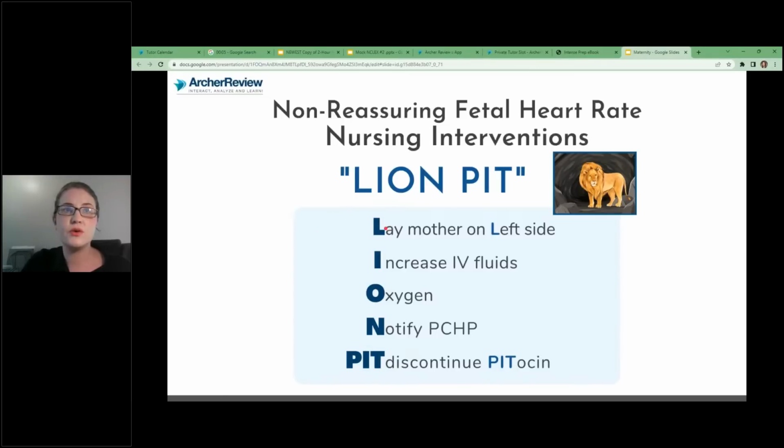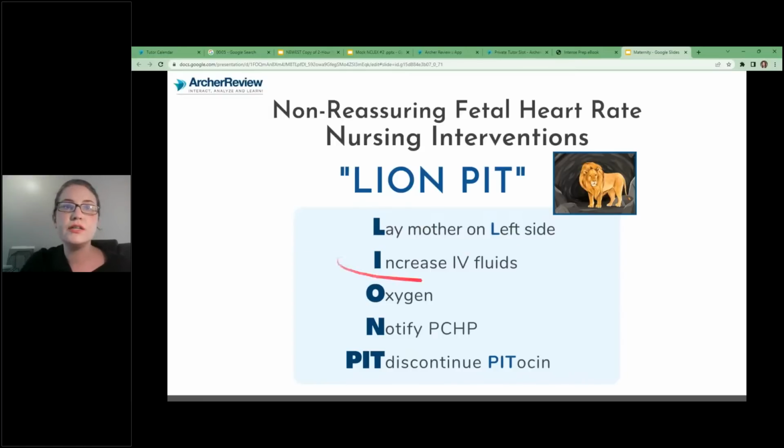Then we start with L, we lay the mother on her left side. What does that do? Well, if we lay the mother on her left side, that's going to take the weight of her big belly, her big uterus that's compressing her blood return, and push that off to the side so the inferior vena cava is not compressed, and that will allow more blood to go to the heart and be oxygenated, and therefore more blood and oxygen goes to the fetus.